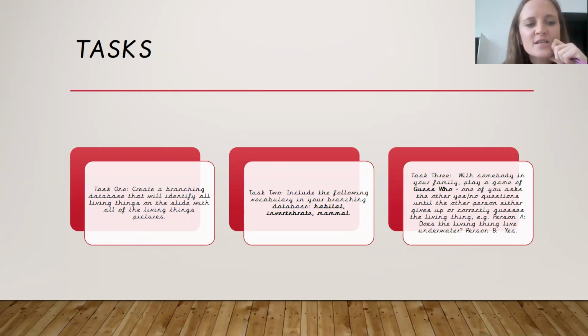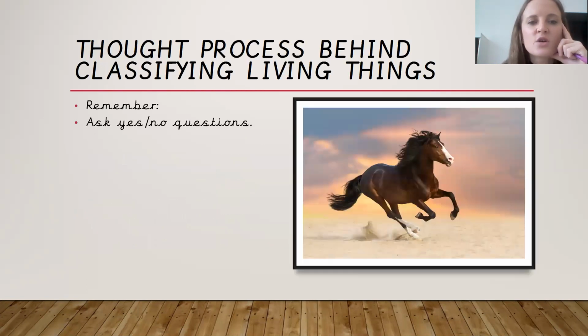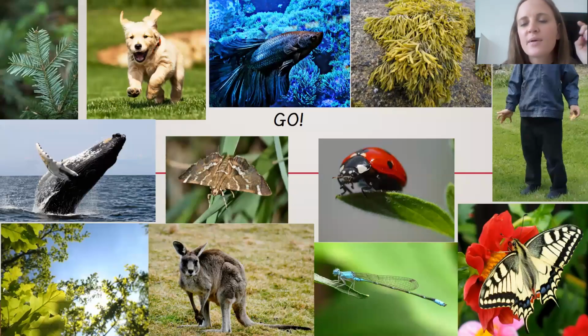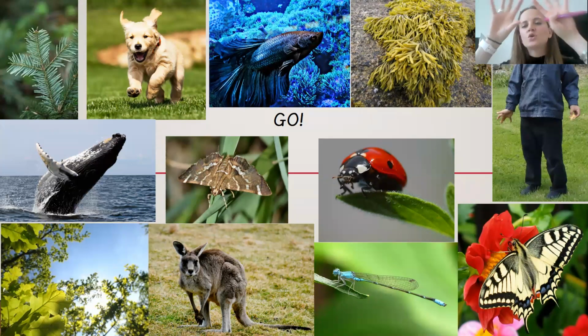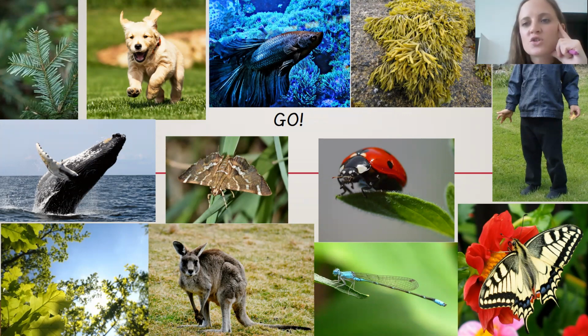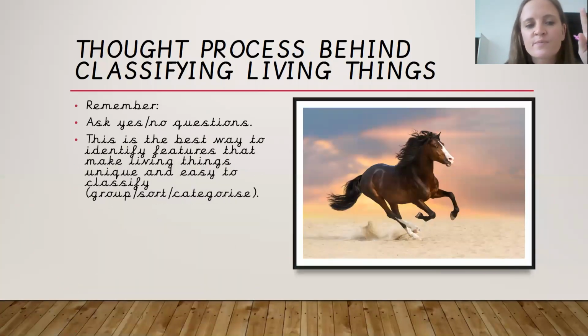Number 1, create a branching database that will identify all living things on the slide with the all living things pictures. So you need to create, and I'll go back, a database that includes, these would be all your answers. So things like a plant, a puppy, a fish, a human, the whale, the moth, the ladybird, all of those. Can you create a branching database that these are the answers that you get to with your yes, no questions?